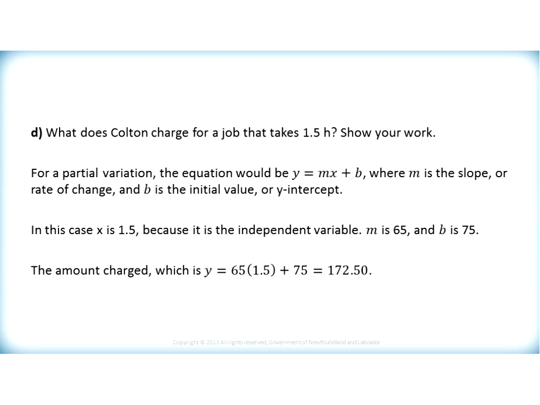So we put those values into our equation for the variables m, x, and b, and we get y is equal to 65 times 1.5, $65 an hour times 1.5 hours worked, plus the $75 additional, and that'll give us a value of $172.50. So for 1.5 hours worked, Colton is going to charge $172.50.